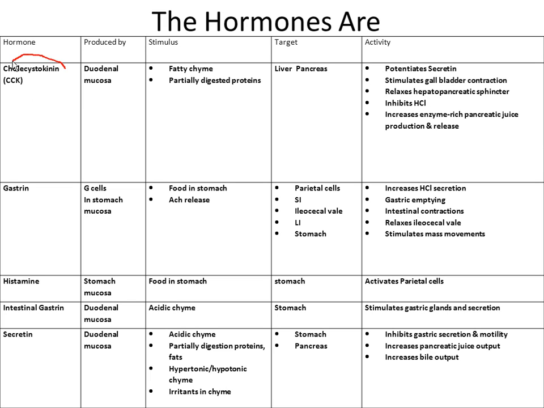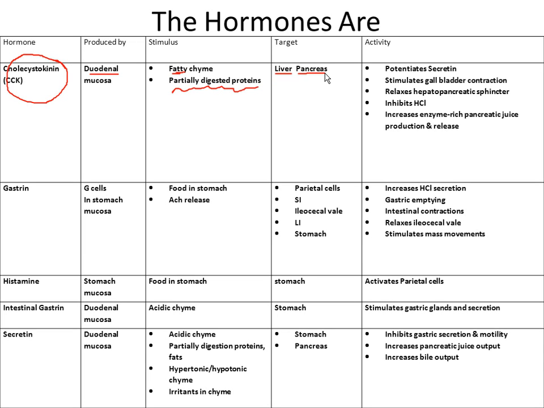So the first one we had listed was CCK. CCK is secreted by the duodenum. The stimulus is when the chyme that enters the duodenum has a lot of fat in it and some partially digested protein. So let's say you ate a hamburger or you ate a pound of butter or something like that. The target for CCK is the liver and the pancreas.